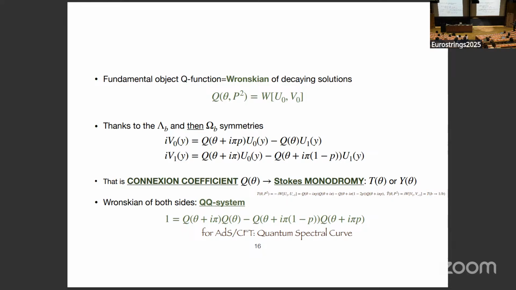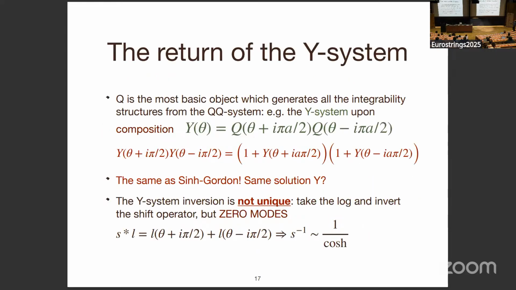But anyhow, you can do it. Then, as promised, we do the final step. We take, as in the course of quantum mechanics, the Wronskian of the left-hand side and the Wronskian on the right-hand side. We get the QQ system, okay? And this will be, in the SFT, might be called also quantum spectral curve under many respects, okay? Now, the return of the Y system. Why? As said, the Y system is a composite object. You have to multiply it to Q, it's quadratic, and then you get exactly the same Y system as before from the QQ system. So it seems that actually we have got a differential equation fully equivalent to a field theory.